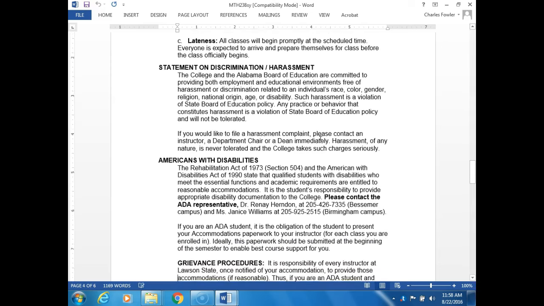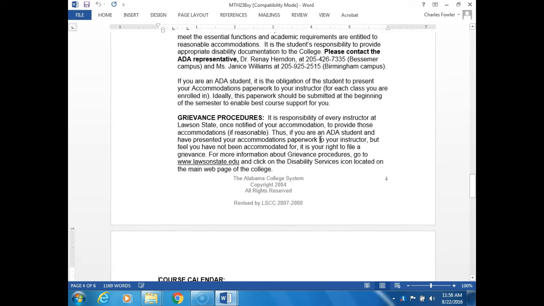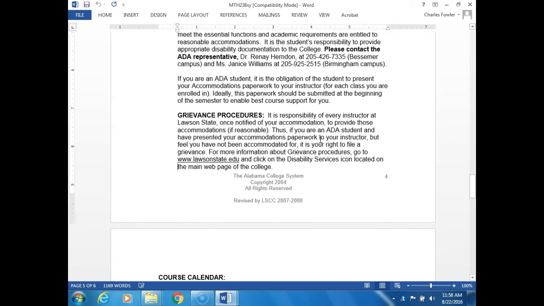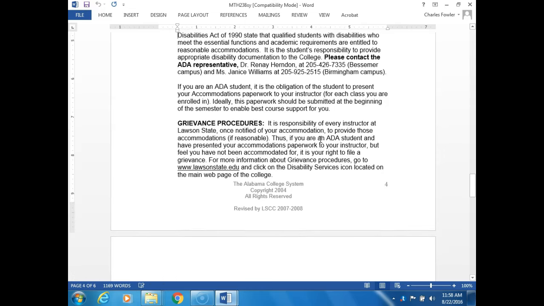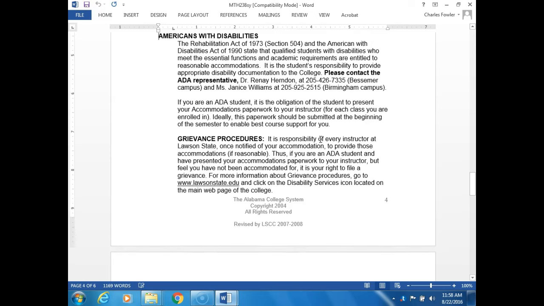Americans with Disabilities. Same type thing here, though it's a completely different subject, but it's federal law. And it's not just because of federal law, it's just doing what's right. As you know, I'm hard of hearing, so I'm somewhat sensitive to this.